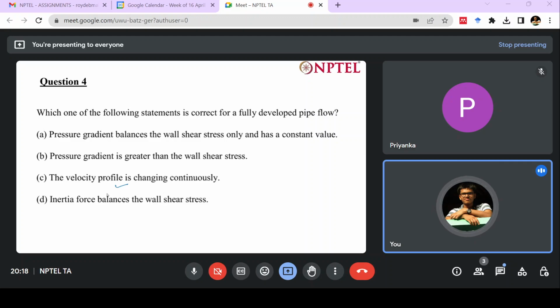By inertia force, what do we mean? We mean the integral terms in your Reynolds transport equation. So the area integral, which is the force due to the flux, and the volume integral, which is the temporal variation. Both of those terms are not there actually. The pressure gradient is there and wall stress is there. So this option A is correct.